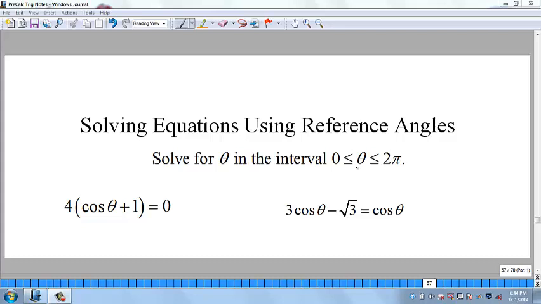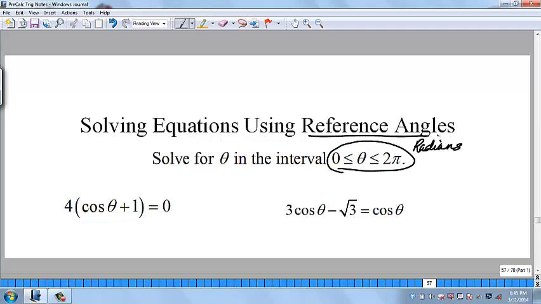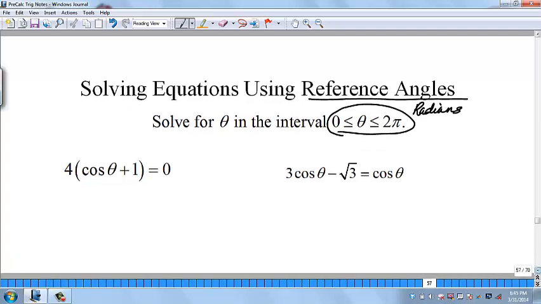Okay, welcome back, and we're going to actually solve some equations using reference angles. I just did a video prior to this which did a little bit with inverse trig functions, so you see where these come from. The first thing we're going to do is solve these equations from 0 to 2 pi. So this one's in radians, and we're going to use reference angles. If you have your table handy, you can do this.